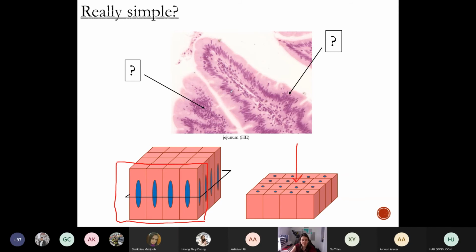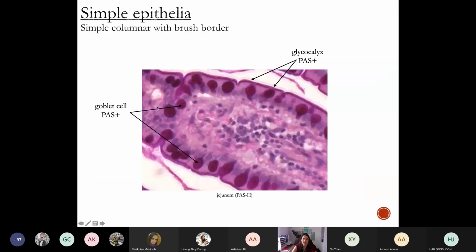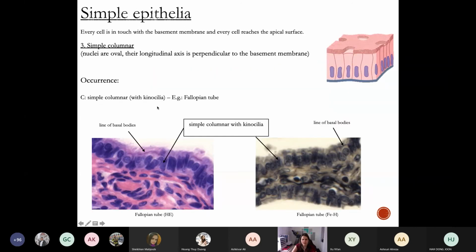But in the labs, you will practice this, and if you find such areas, then you can ask your teachers to help you recognize the different structures. Okay, I will skip this one because I would like to focus on the next type, where the simple columnar epithelium has kinocilia on the surface.